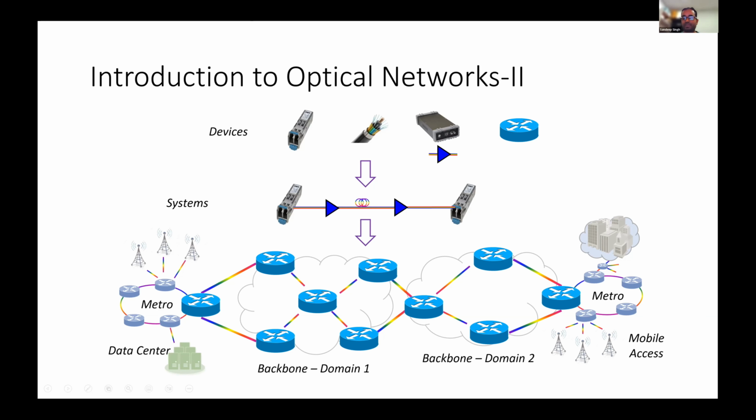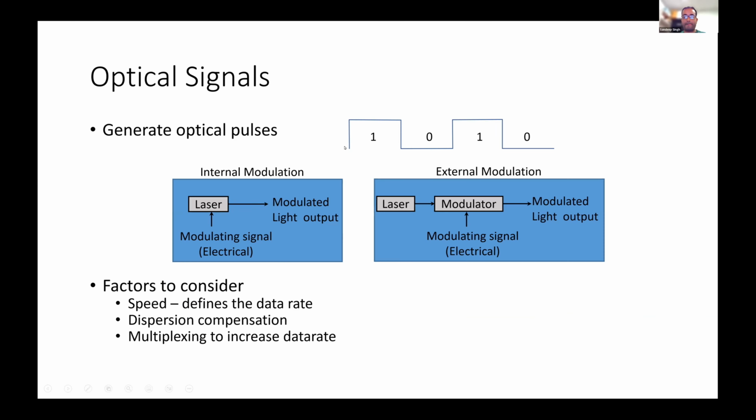Let's look at them briefly one by one. An optical network carries data through optical signals. An optical signal consists of optical pulses. For example, when we have the data in digital form, what we would like to generate are the optical pulses corresponding to these ones and zeros. How can we do that? We need to modulate the light carrier, right?